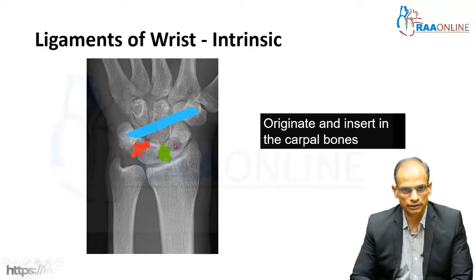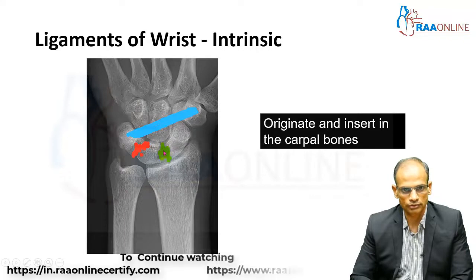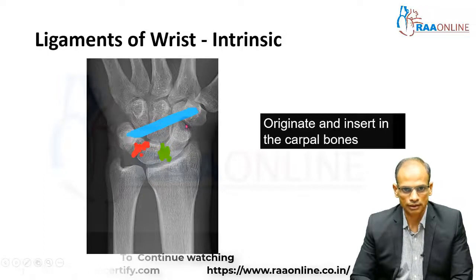So here you can see the scaphoid, the lunate. This is the scapholunate interosseous ligament. You have the lunate, you have the triquetrum, and you have the lunotriquetral interosseous ligament. This is the dorsal intercarpal ligament.